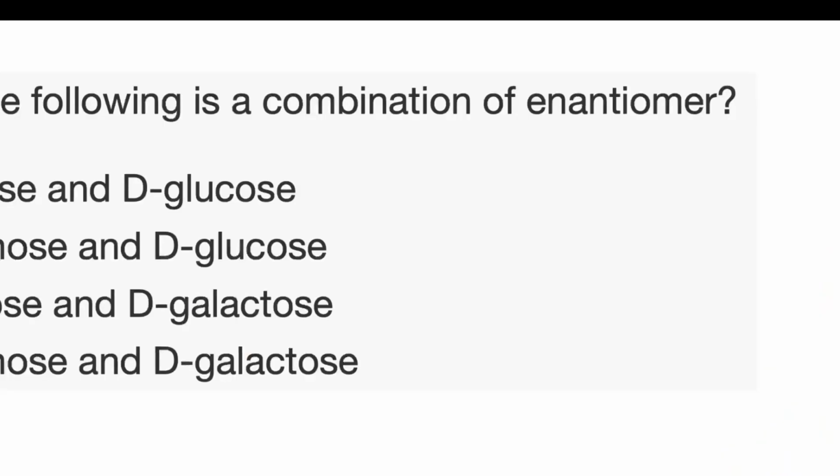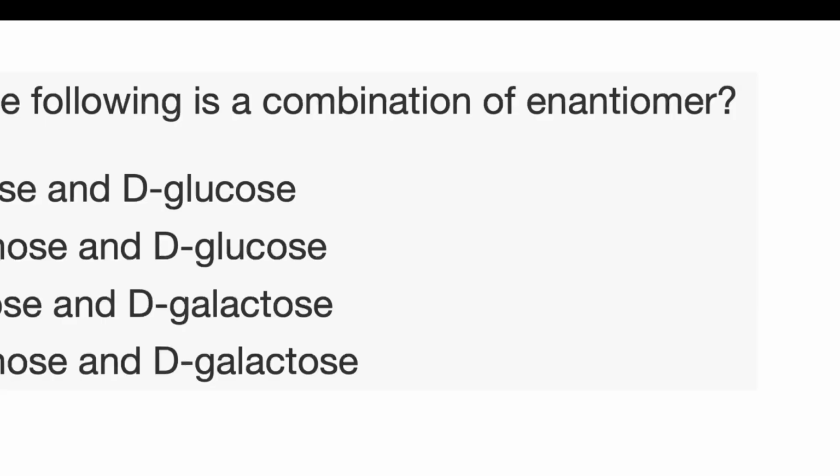So the first question of this class is on the screen. Which of the following is a combination of enantiomer? This is the first question. Which of the following is a combination of enantiomer? Option A, L-glucose and D-glucose. Option B, D-mannose and D-glucose. Option C, D-glucose and D-galactose. Option D, D-mannose and D-galactose.